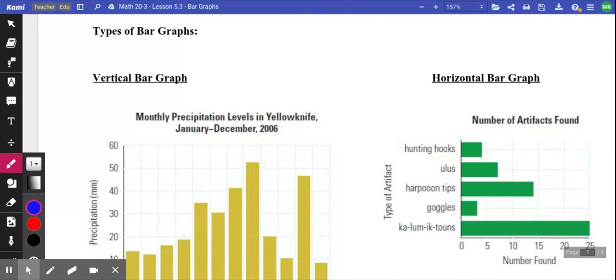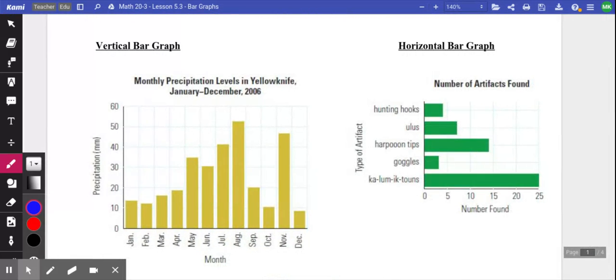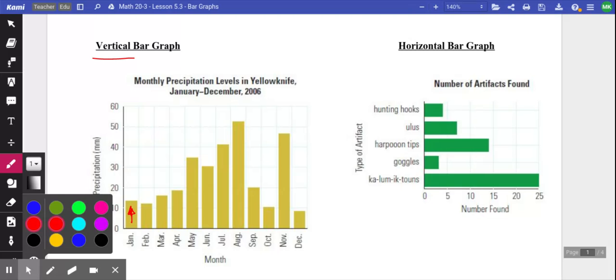All right, bar graphs. We're going to have a bunch of different types. We're going to have vertical bar graphs, horizontal bar graphs. The first one here in the yellow is a vertical bar graph, meaning that your bars are going upwards. That's all it means. That's called vertical because it's going up. Horizontal means you're going to the side, like that. Horizontal.